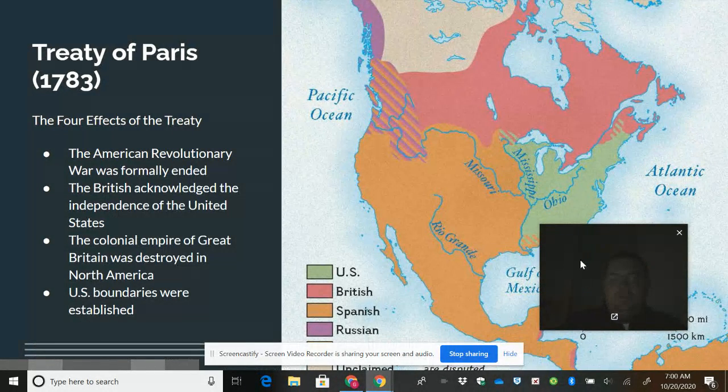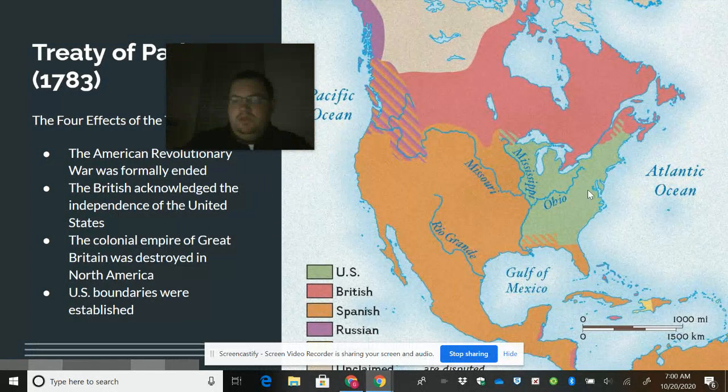The fourth thing is the U.S. boundaries were established. As you can see from the map, the green is the areas that we were established and given. So the United States was a small portion compared to what it is today. But you can see how much growing room and potential we have to grow in the future. So we basically got everything east of the Mississippi River. Here's the Mississippi River, and we got everything east of it.